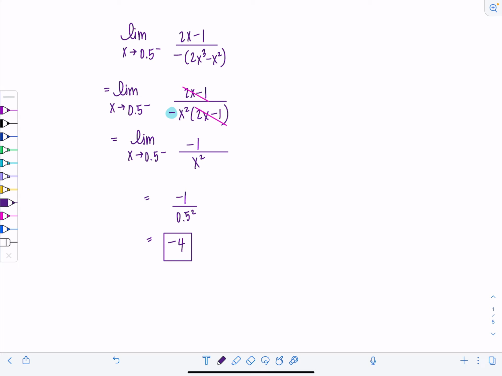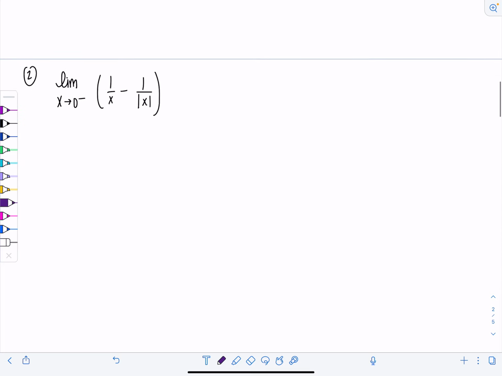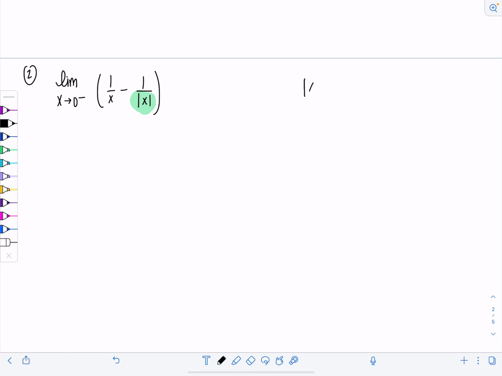All right, let's look at some more examples. The next one I have for you is the limit as x approaches 0 from the left of 1 over x minus 1 over the absolute value of x. We can just use the straight-up definition of absolute value of x for this problem. Remember, the absolute value of x is equal to x if x is greater than or equal to 0, and it's equal to the opposite of x if x is less than 0.